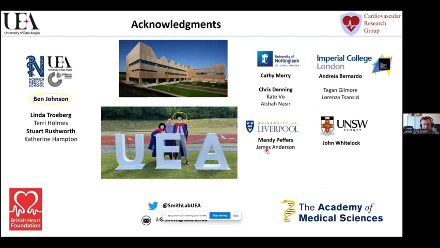So some acknowledgements. As I say, Ben Johnson, who is the first author on the paper, did the majority of the work. He's gone on to a Marie Curie Fellowship in the Netherlands, but collaborators at UEA, Linda and Stuart, Nottingham, Kathy Merry, Chris Dennin, Liverpool, Mandy Peffers, over in Australia, John Whitelock was a great help, and also at Imperial College London, Andrea Bernardo's techniques were essential for this study.